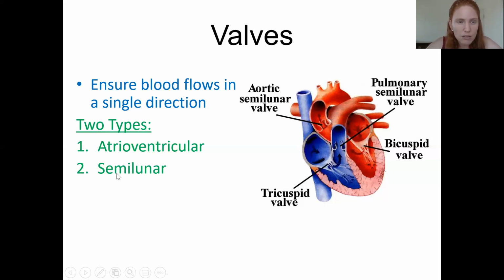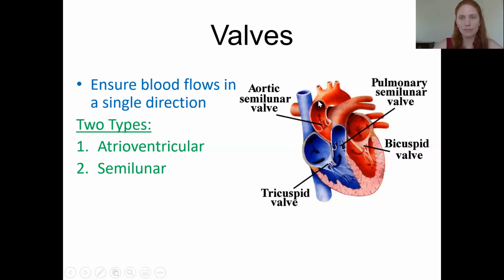Then we have two semilunar valves, and the semilunar valves are going to be between the ventricles and the arteries. Okay, so you have the pulmonary semilunar valve between the right ventricle and the pulmonary artery, or pulmonary trunk also. The aortic semilunar valve would be between the left ventricle and the aorta.